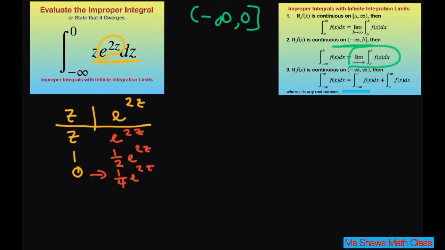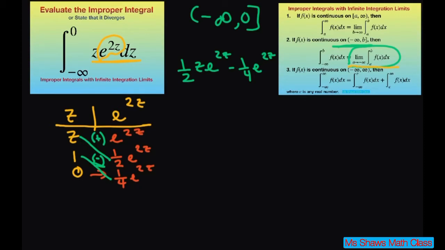Then you draw these diagonals. This is going to be plus, minus. So what we're going to do is get this is going to equal 1/2 z e to the power of 2z. And then you take your minus here, minus 1/4 e to the power of 2z. So that's the integration part. Now let's look at our limit.